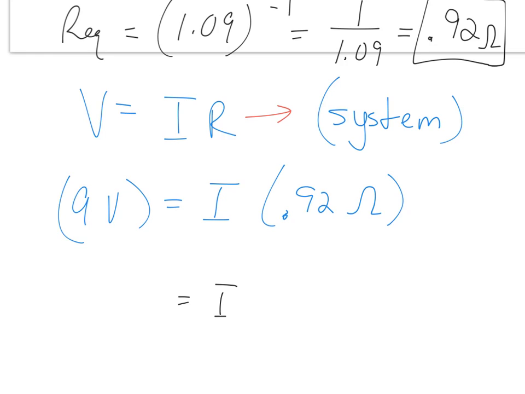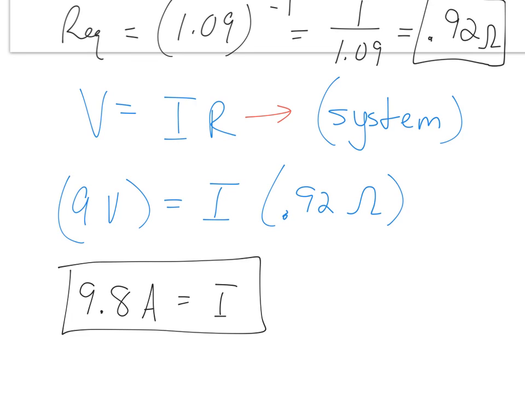What do you get? We get 9.7. When you round, is it 9.8 or 9.7? I think it's 9.8, so just be careful what you did. It should be 9.8 amps.